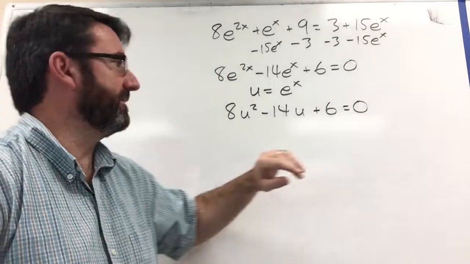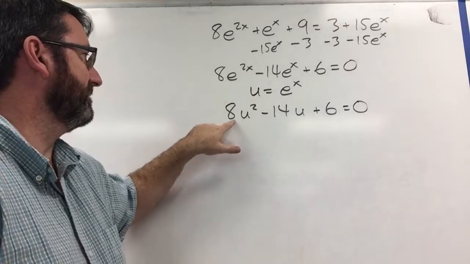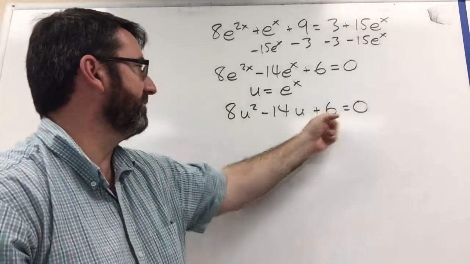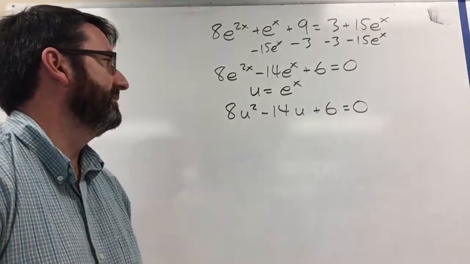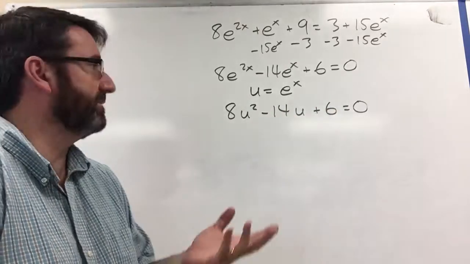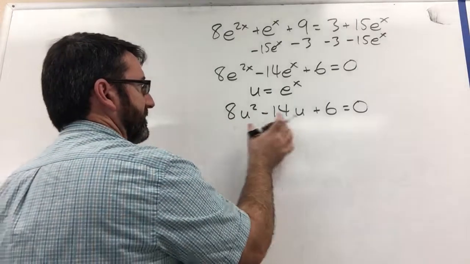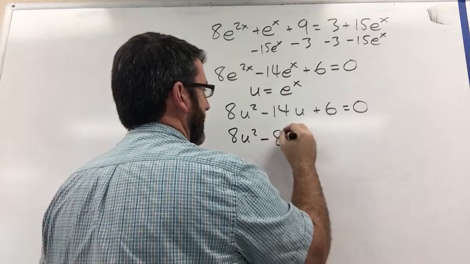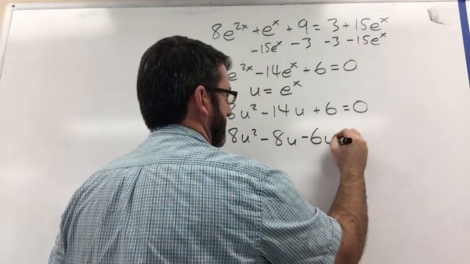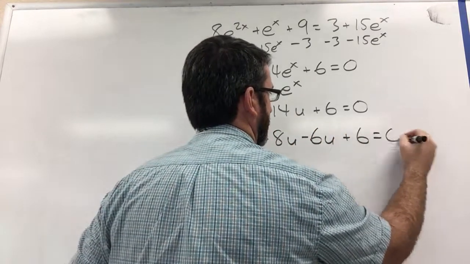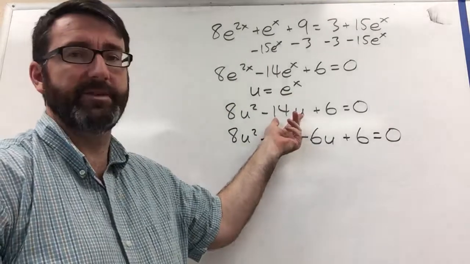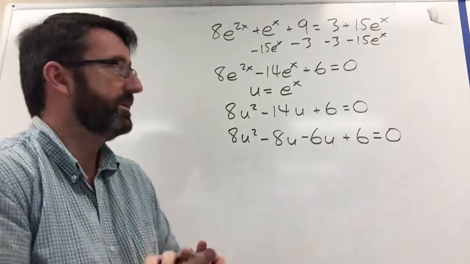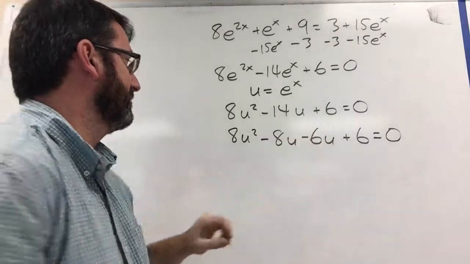And then we can factor this. To factor this, we take 8 times 6 is 48. We need two numbers that multiply to 48 and add to negative 14. Well, that's going to be negative 8 and negative 6. So we can split this up into 8u squared minus 8u minus 6u plus 6 equals 0. So all we've done here is we've taken that negative 14u and we've split it up into negative 8u and negative 6u.